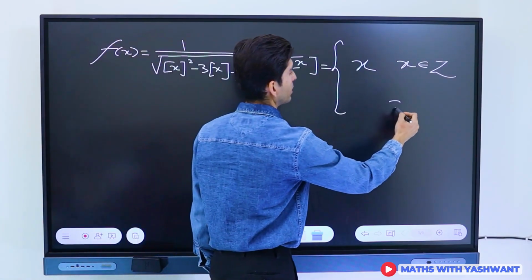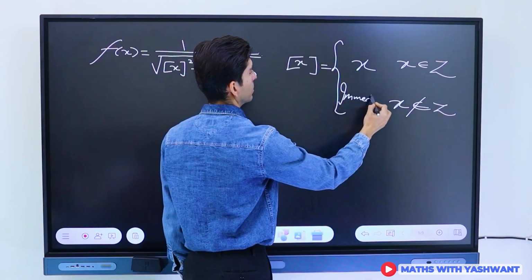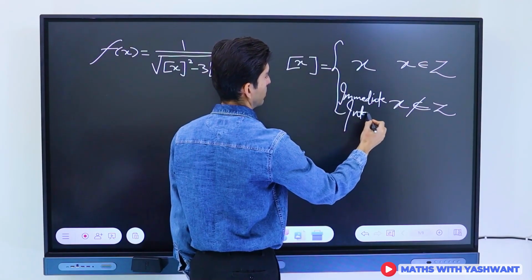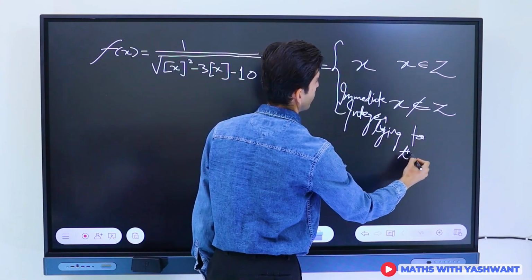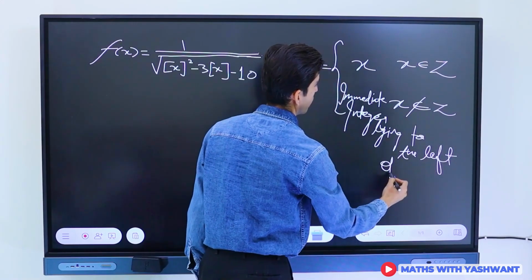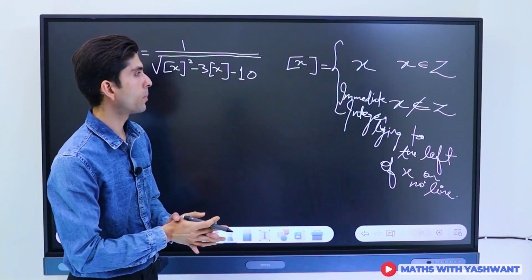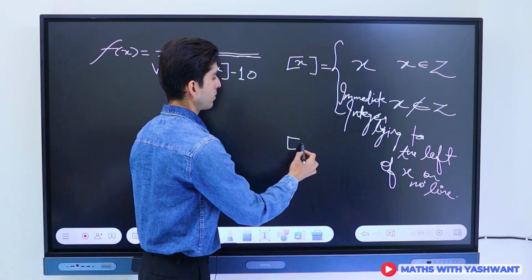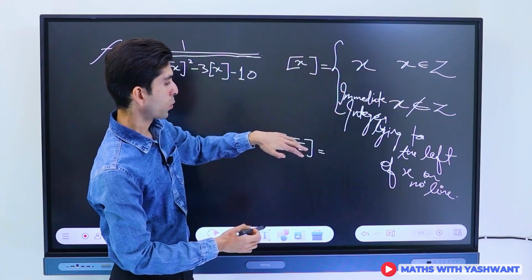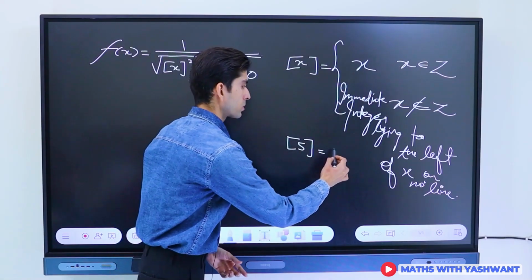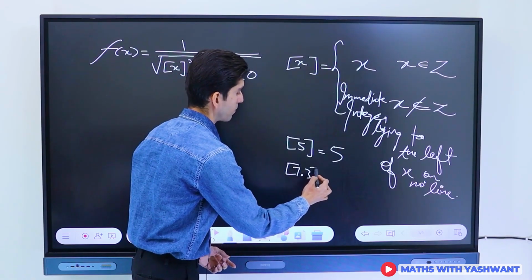What if x is not an integer? Then in this situation, we get the immediate integer lying to the left of x on the number line. Let's understand this with an example. Like if I take 5, as per the condition that we have studied, when the quantity inside the square bracket is an integer, it comes outside the square bracket as it is. And when we have a non-integral number, let's say we have 7.3.